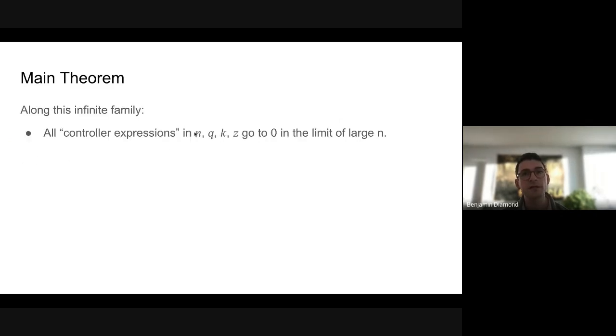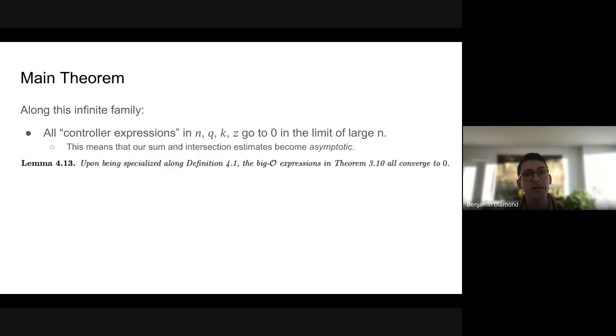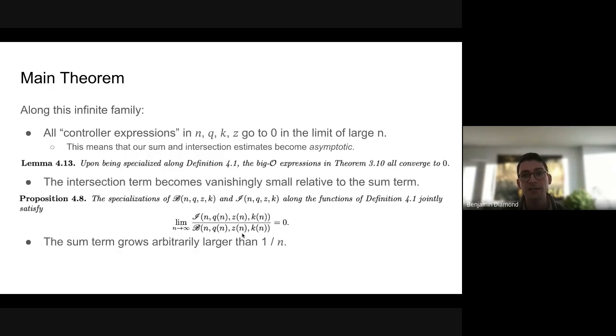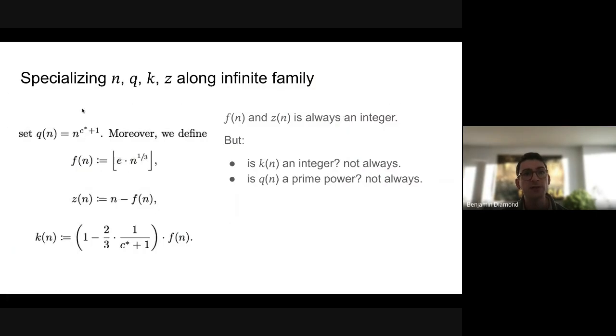So our main theorem is that if we specialize n, q, k, and z in that way, then our controllers do go to 0, so our estimates become asymptotically sharp, and the contribution becomes negligible, goes to 0 relative to the first order estimates. So we can certifiably, rigorously throw away the intersections, and the sum term asymptotically outpaces 1 over n, which is kind of the benchmark we need to hit. Since we set q to be n to the c star plus 1, the decay rate to beat is n to the c over q, which is 1/nth.